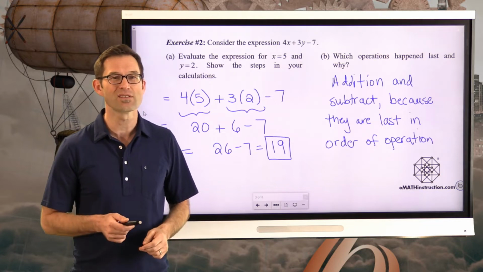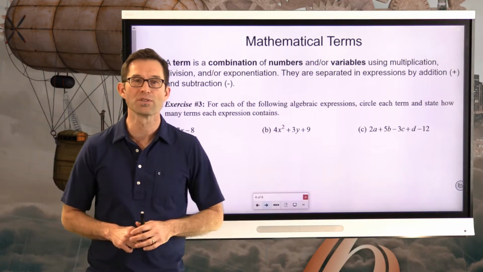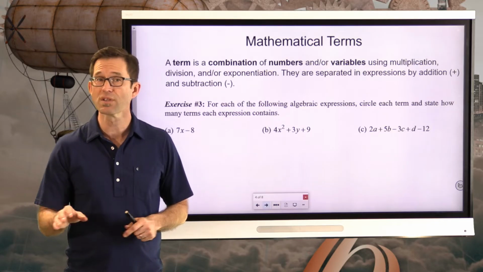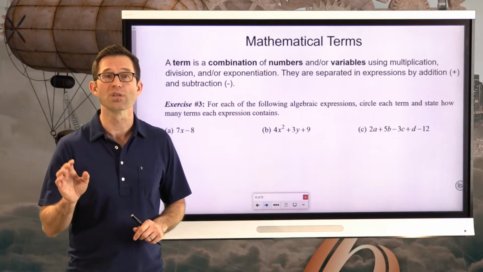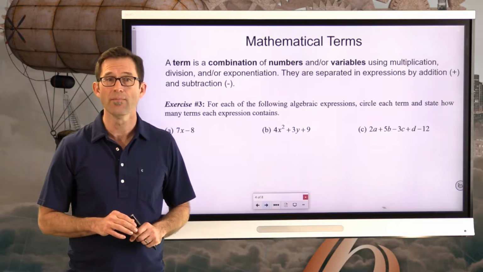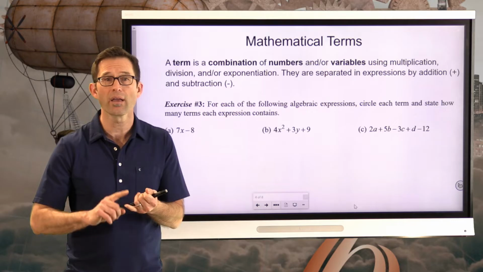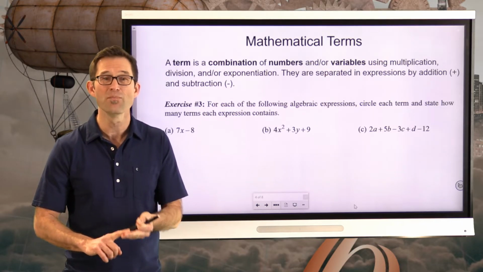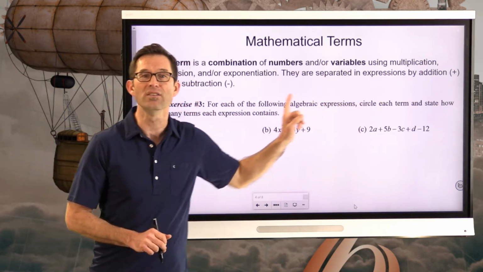Let's talk about the term. That's right, I didn't make a mistake there. The term, in the next slide, mathematical terms. A term is a combination of numbers and or variables, because it could be just strictly numbers, but it's a combination of numbers and or variables using multiplication, division, and or exponentiation, all right? So when we combine variables and numbers together using strictly multiplying, dividing, or exponentiation, that is a mathematical term. Mathematical terms are separated by addition and subtraction.